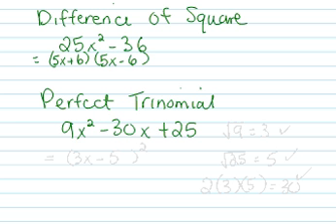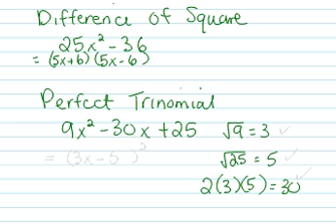You need to be able to take the square root of the first and last term. So the square root of 9 is equal to 3, and the square root of 25 is equal to 5. And now the middle term needs to always be 2 times the first term's square root and the second term's square root. So in this case, it's going to be 5. So 5 times 3 is 15 times 2, which is 30.